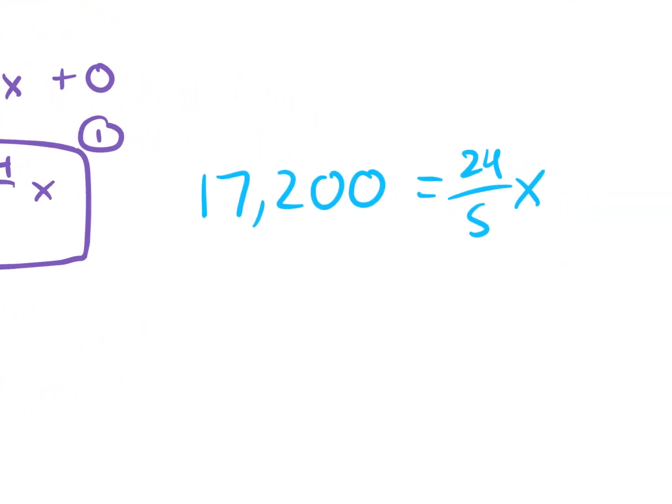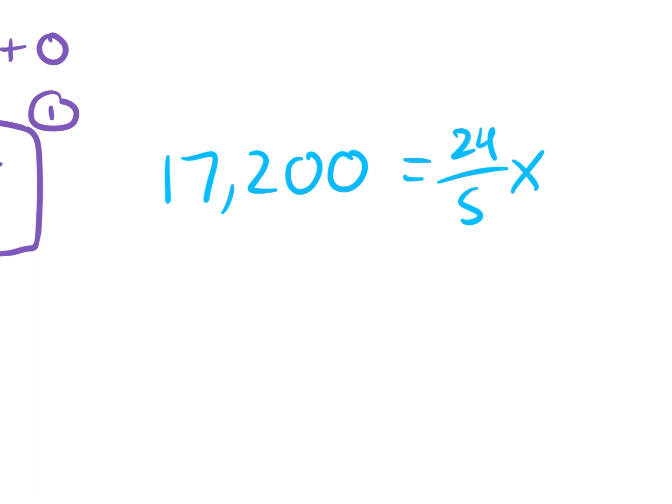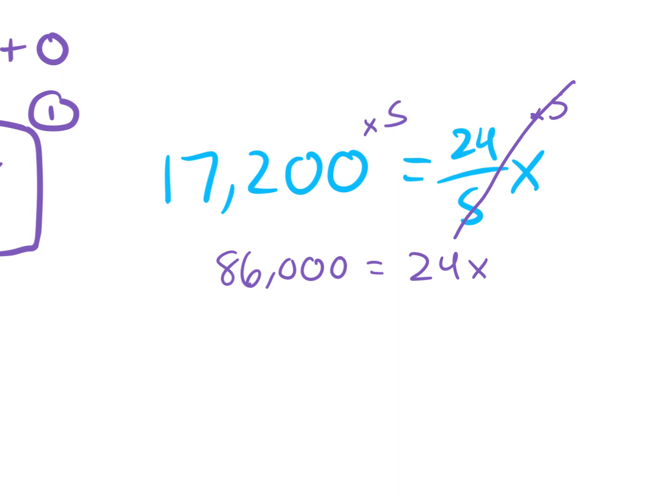Now with my equation here, I'm going to solve for x. So we can multiply both sides times 5. So the 5 will cancel out with our denominator there. You can use a calculator for the questions on the homework. So we have 17,200 times 5. So that gives us 86,000 is equal to 24x. What should I do next to find what x is equal to? Divide by 24.